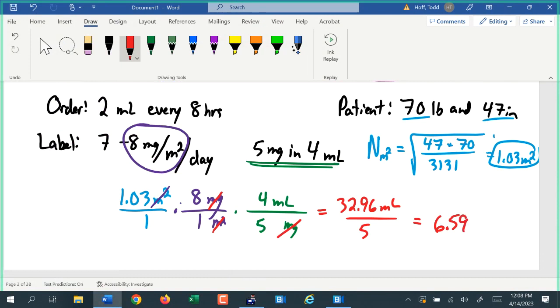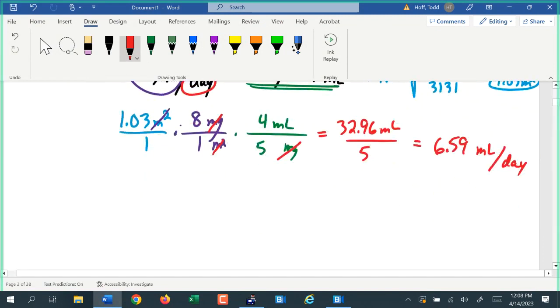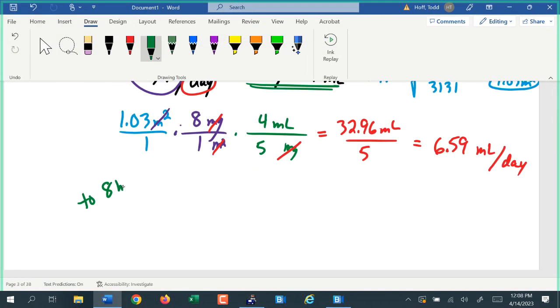We're just going to go 6.59 milliliters. And that was per day. Doctor wants it given every 8 hours, so we have to do that titration. We're going to change it to 8 hours. We're going to take 6.59 milliliters. We're changing it to 8 hours.